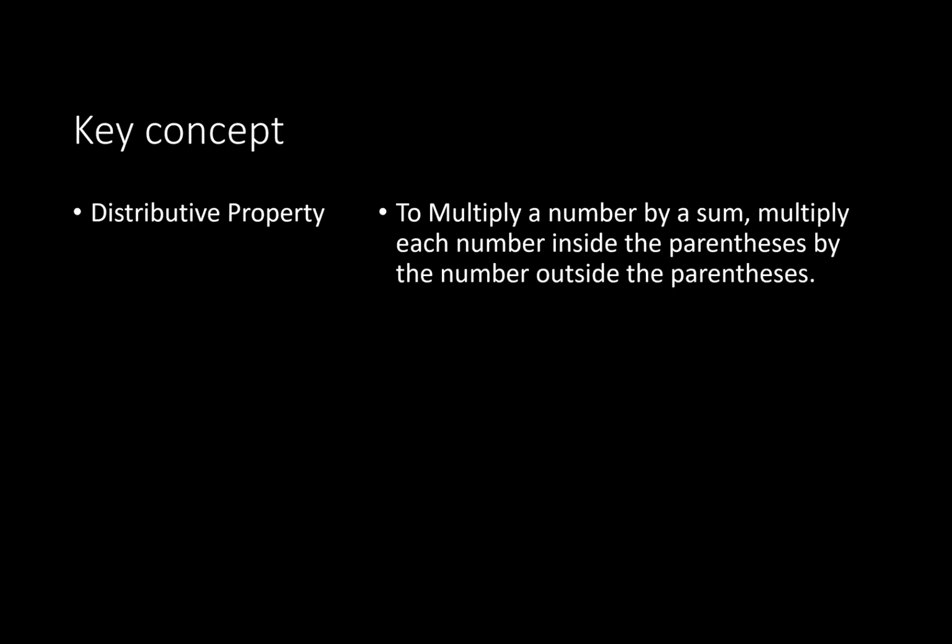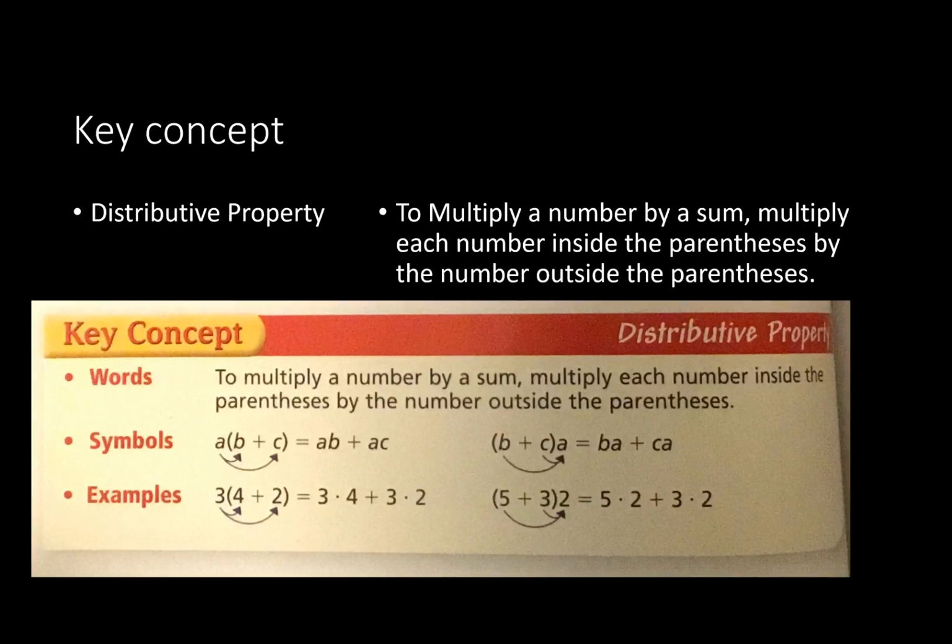Okay, the distributive property, this is really where this is going to start applying. So our distributive property is you multiply a number by a sum, and you multiply each number inside the parentheses by the number outside the parentheses. See what that actually looks like. It looks more like this.